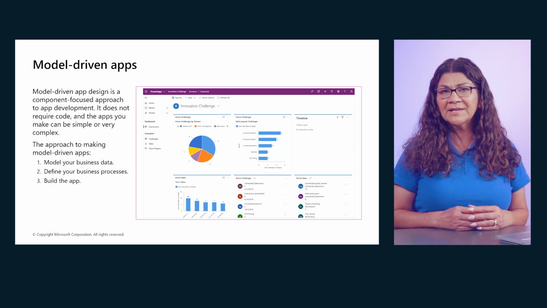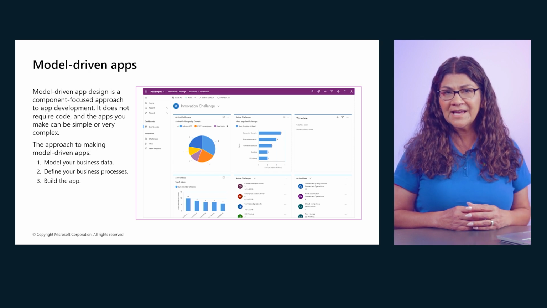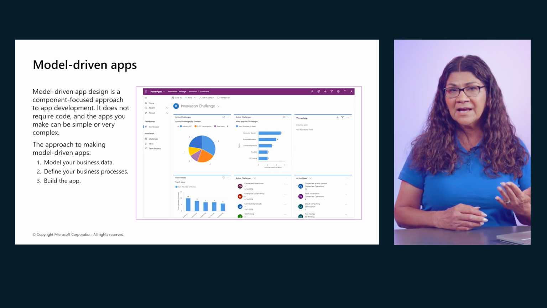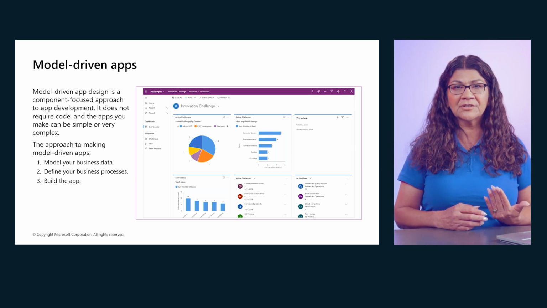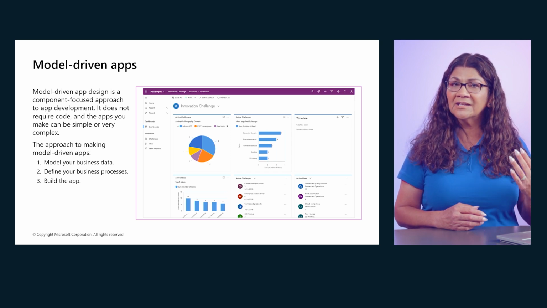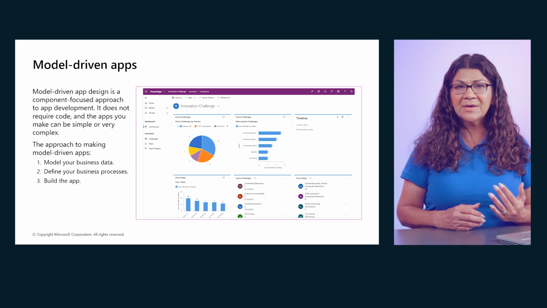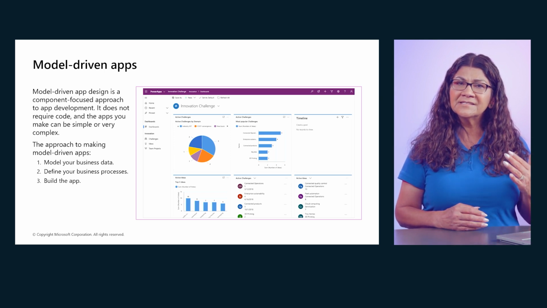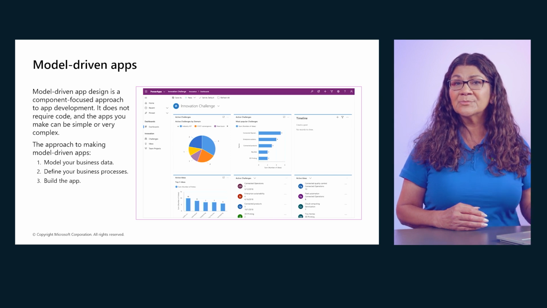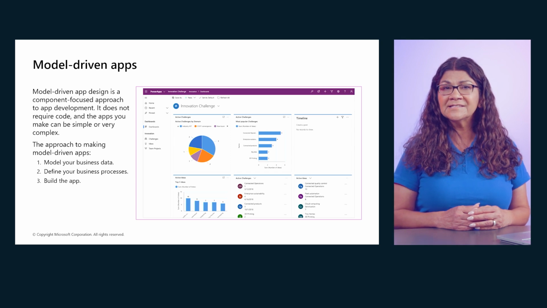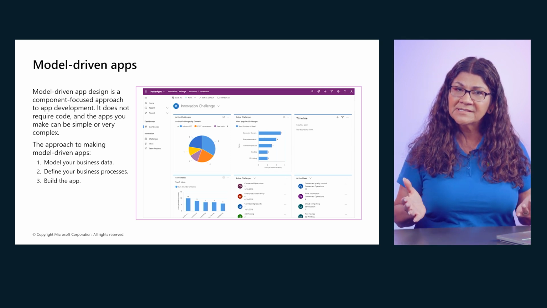The process begins with modeling your business data, where you define entities, relationships, and data types that reflect your organizational structure. This ensures that the app is built on a solid data foundation, enabling accurate reporting, seamless integration, and consistent data governance across departments.